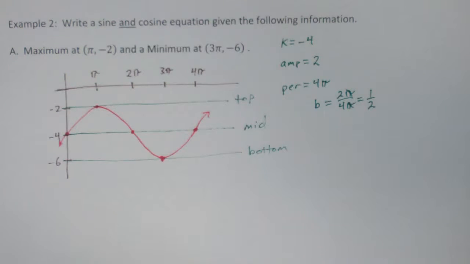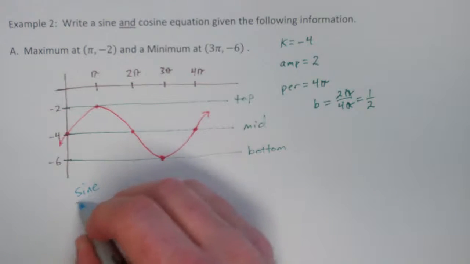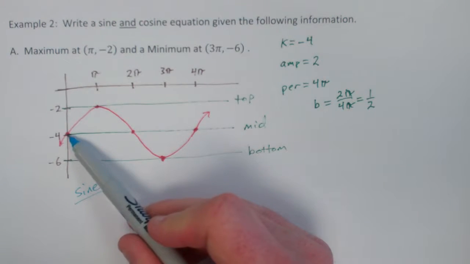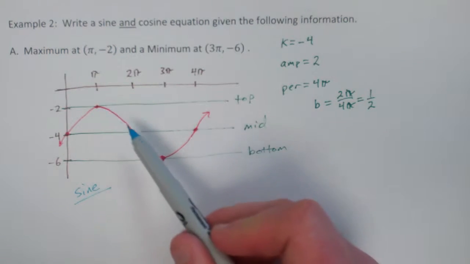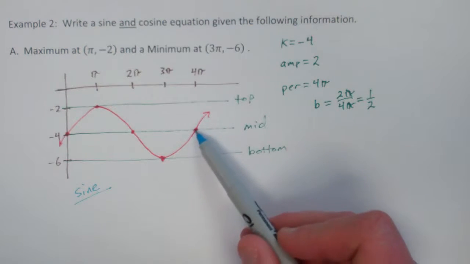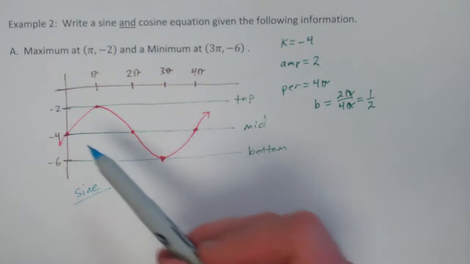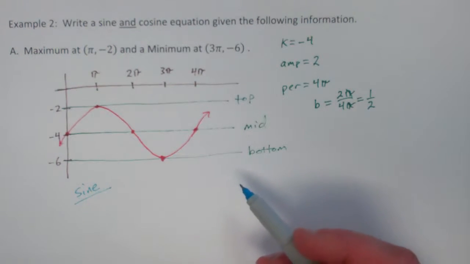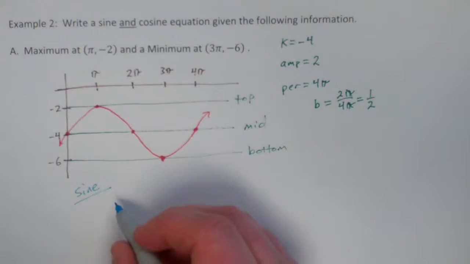So let's write the sine equation. If we look at the graph, a normal sine curve would start at the midline. It's going to go up first to the top line. At the second quarter, it's going to hit the midline again, come back down, and then come back up to the midline where it started. So we don't need to shift this at all, meaning the value of h will be 0, and you won't even see it in the equation.